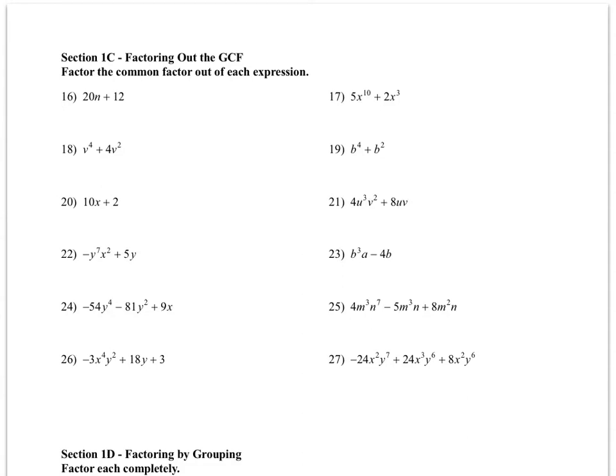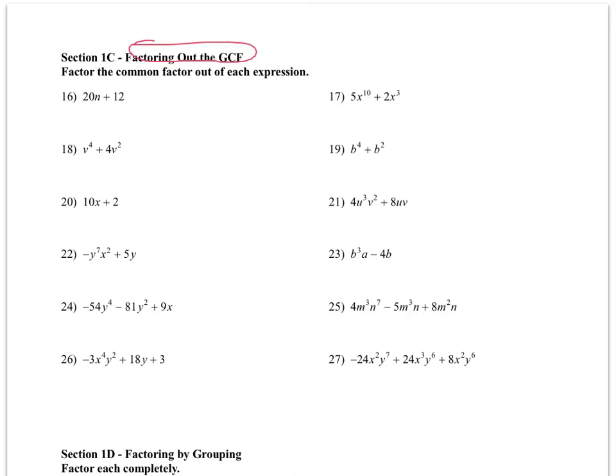In section 1C, we're going to look at factoring out the greatest common factor. In 1B, you looked at finding the greatest common factor of monomials. Now we're going to have binomials or trinomials where we have to find the greatest common factor of those, and to factor it out means to put it out in front of parentheses.